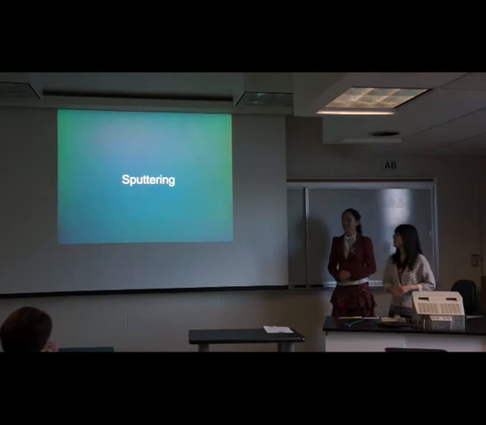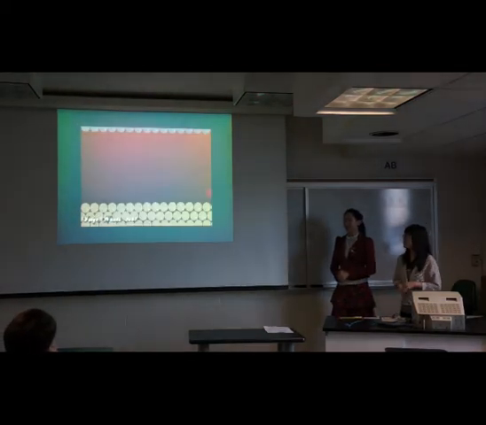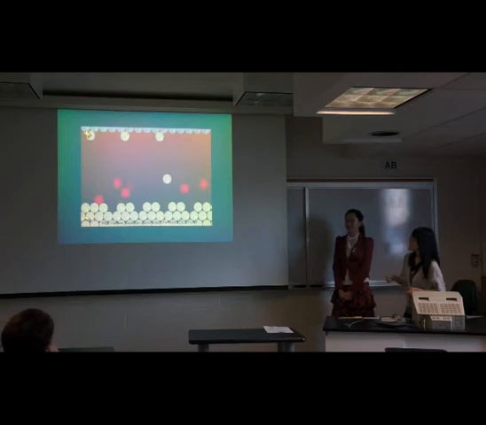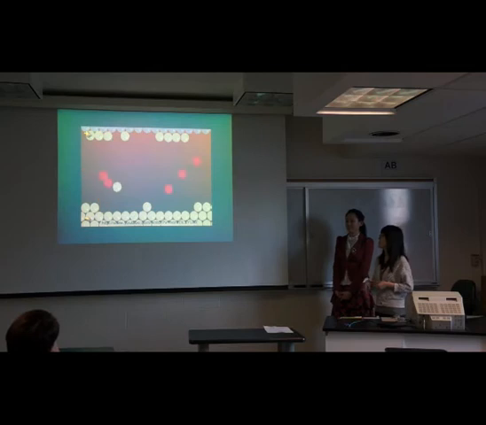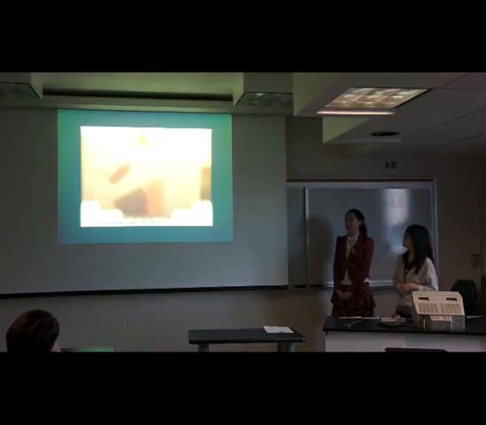Sputtering is a technique we can use to coat a surface and deposit a thin film. Usually we have argon gas at very low pressure in the vacuum chamber. After applying high voltage, the gas will ionize, and the energetic ions will knock the atoms or molecules off the target and deposit them on the substrate.